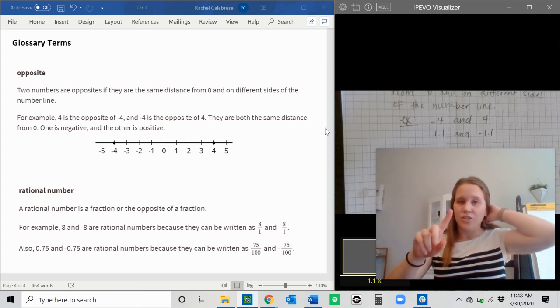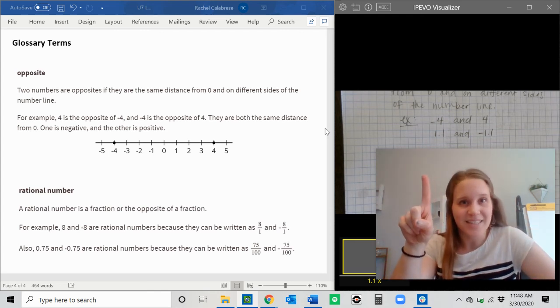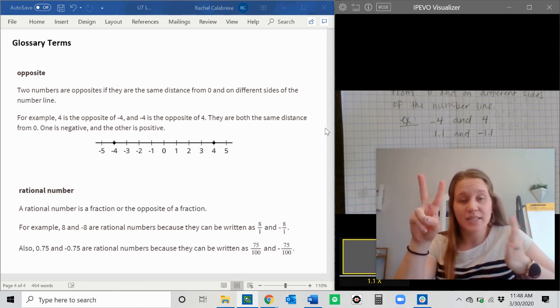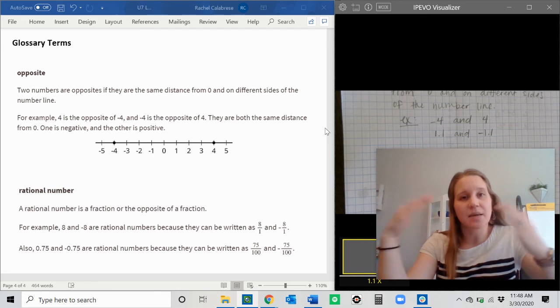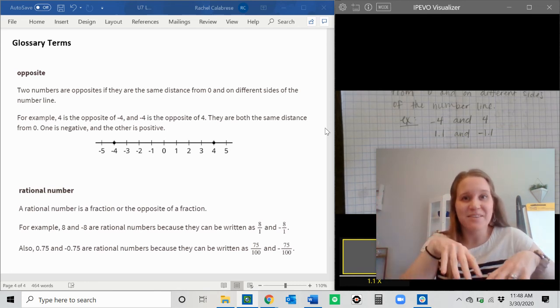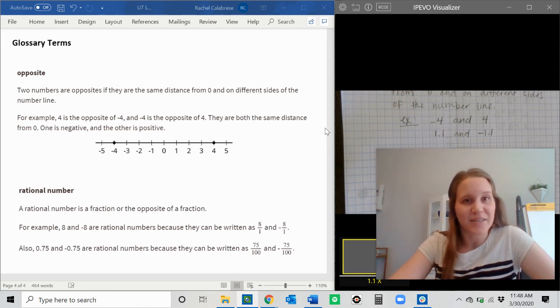So 2 things you need to do. 1, complete the independent practice linked on this assignment. 2, write a lesson summary. So 1 to 2 sentences that summarizes what we did in this lesson and what you did in independent practice, and leave that as a comment. I have loved reading your lesson summaries so far.